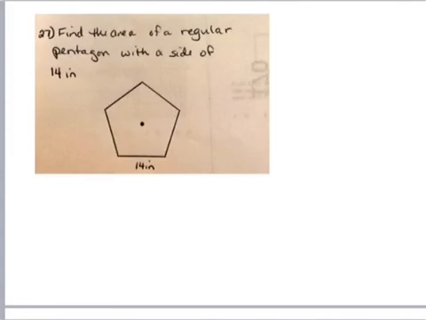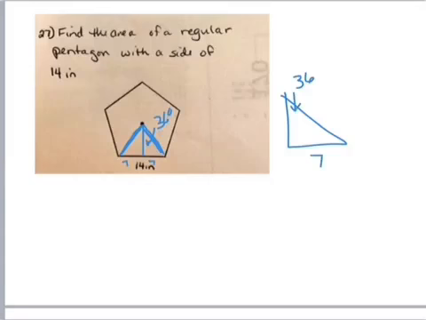Problem number 27 is another regular polygon problem, but this time we know the side of the polygon is 14. So again, we're going to want to divide this into a triangle. If we have 360 degrees in a circle, then this central angle for my regular polygon would be 360 divided by 5, which would make it 72. But then each of these little angles are going to be 36. So I'm going to pull out that triangle. This angle is 36. And the side now is 7 because we split the 14 into 2 7s.